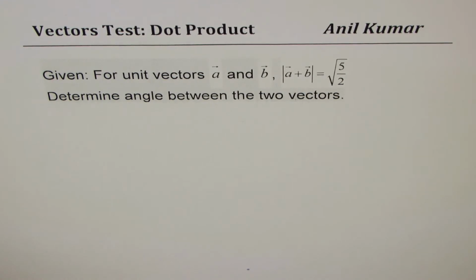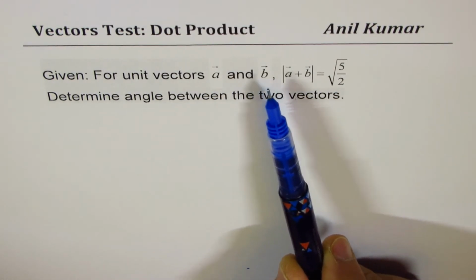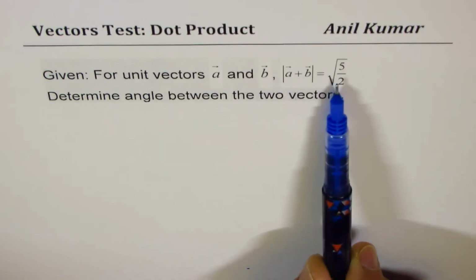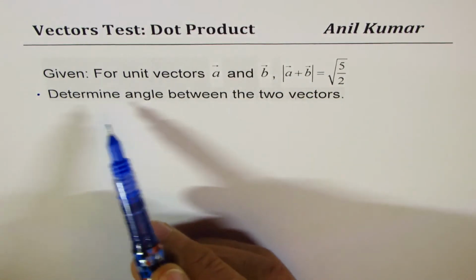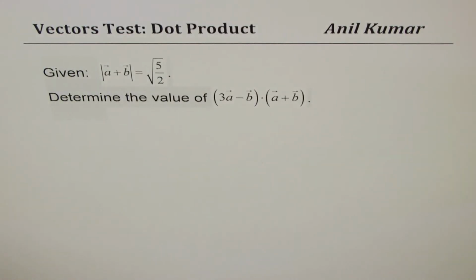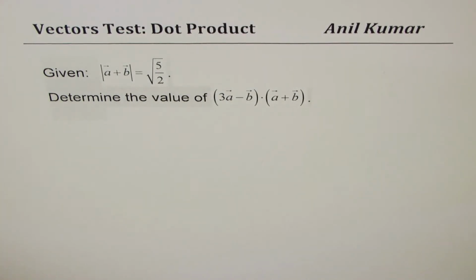Now I'll take two related questions. The question here is based on this: for unit vectors A and B, magnitude of A plus B is square root 5 over 2. Based on this, we have two questions. The first one is to determine the angle between the two vectors, that is, find the angle between A and B. And the second one is to determine the value of 3A minus B dot A plus B, right?